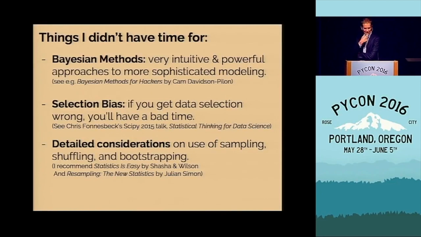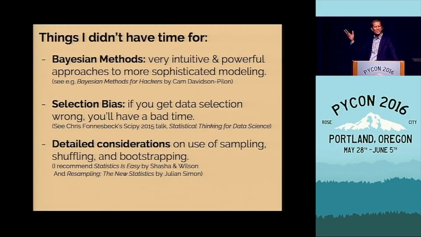So a couple things I didn't have time for. I actually talked fast because I would have had time for some of these. But Bayesian methods are a really interesting way to move forward. There's a lot of sampling that goes on in Bayesian methods. So one thing you might look at is Bayesian Methods for Hackers by Cam Davidson-Pillon. It's an all-online book that he wrote several years ago that's pretty good.